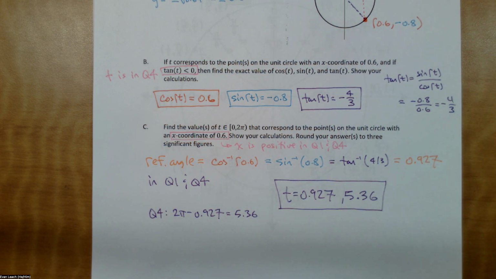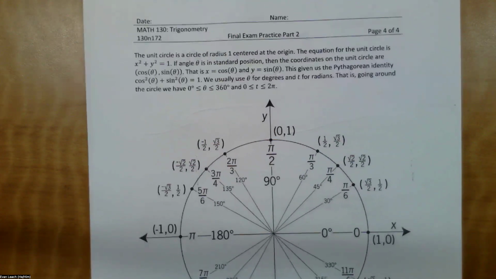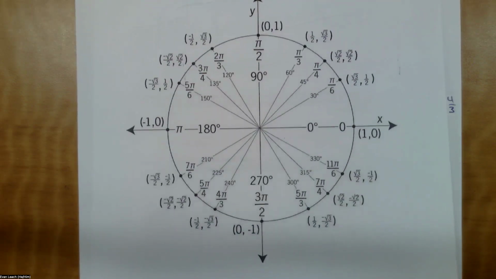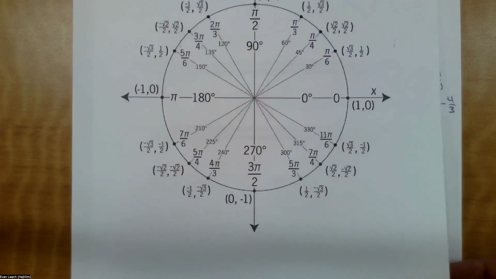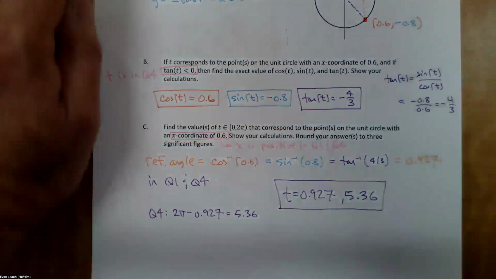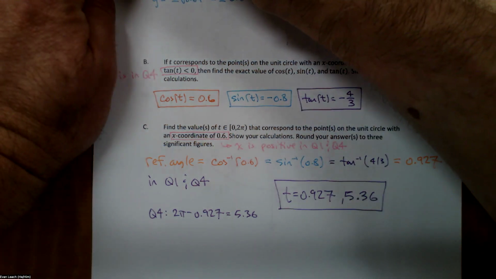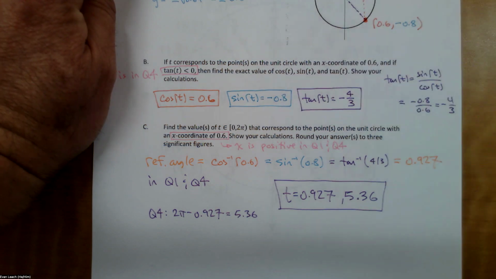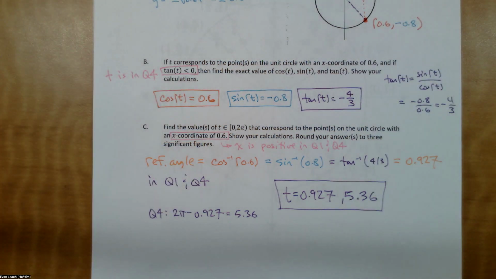Page 4 of final exam practice part 2 is just the unit circle. There's no instructions here. It's just for reference. So this page, like I said earlier, will be provided for your reference on any parts of the final. Any questions?